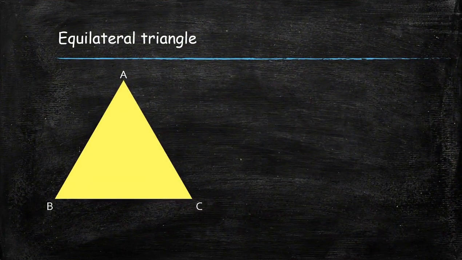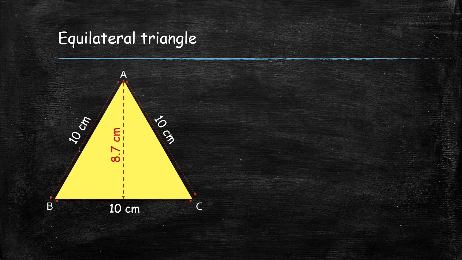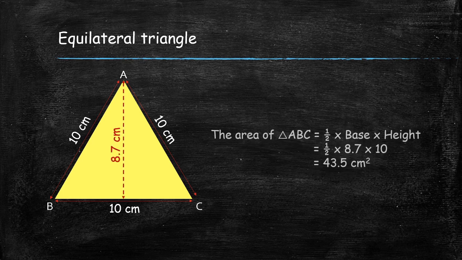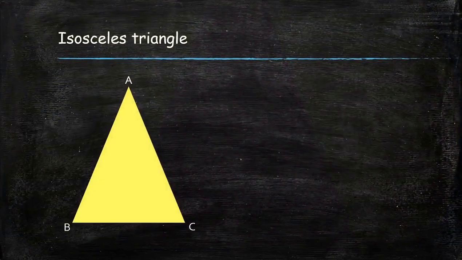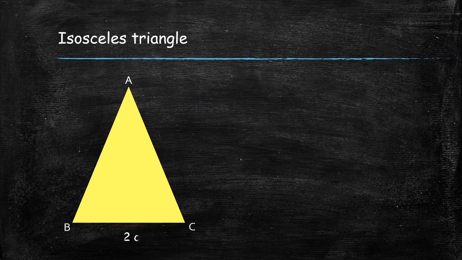Now equilateral triangle, we all know that all sides are equal. So the base is BC, which is equal to 10 centimeter. The height is 8.7 centimeter. Now area of triangle ABC is equal to half into base into height, half into 8.7 into 10 is equal to 43.5 centimeter square. Now next, isosceles triangle, same as equilateral triangle, acute angle triangle.